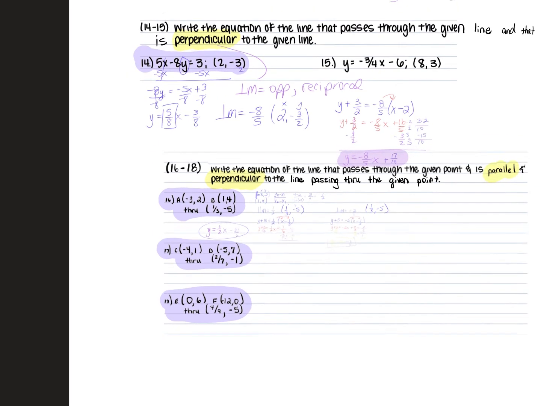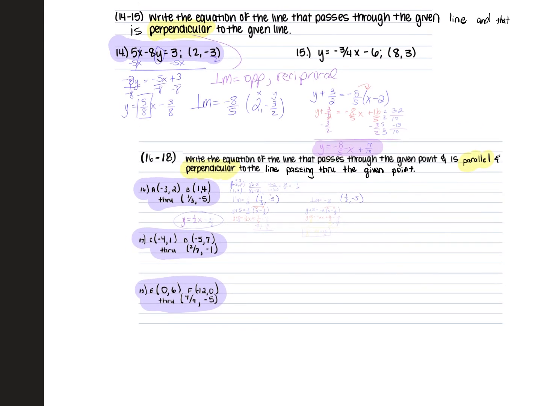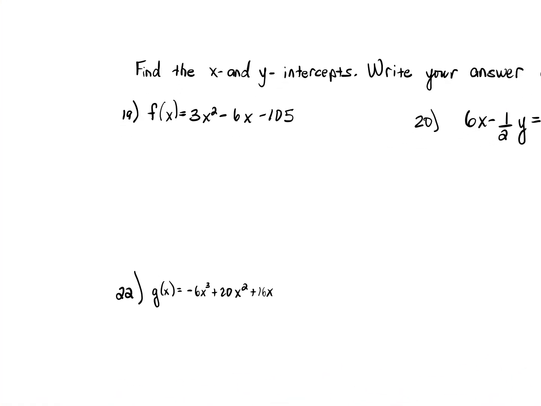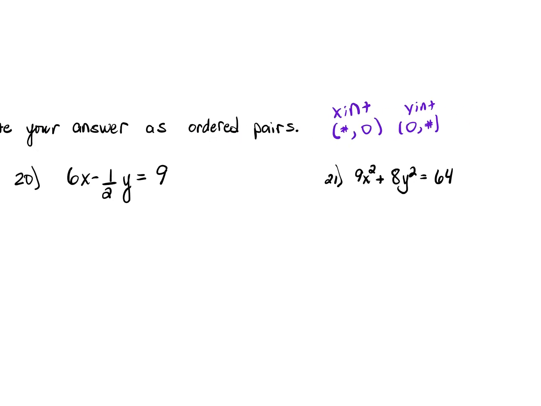All right, I'm going to skip the next one. I want to make sure I hit on everything here. All right, we're going to do 19 and 22. If you guys are going to find the x and y intercepts, right, you have to write your answer as an ordered pair. It's when we're plugging in 0 to find x and then to find y.